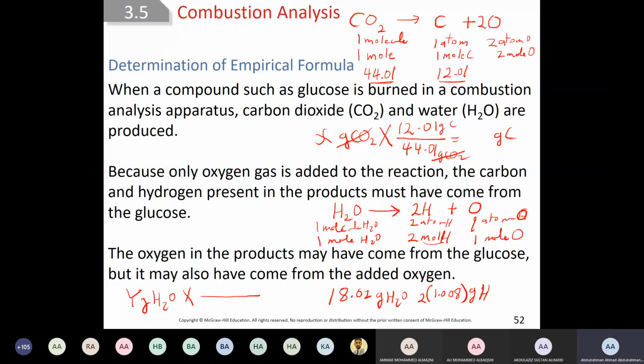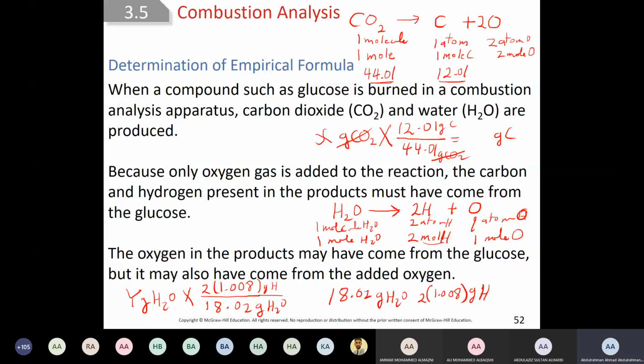I will write here. Multiply by 2, the mass of hydrogen. 0.08 gram H divided by what? Divide by 18.01. 18.02 gram H2O, and you have the amount of hydrogen. Is this clear? All right, very good.